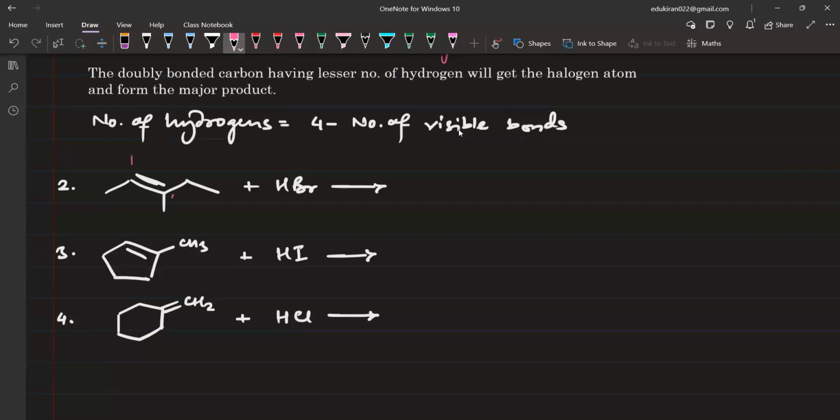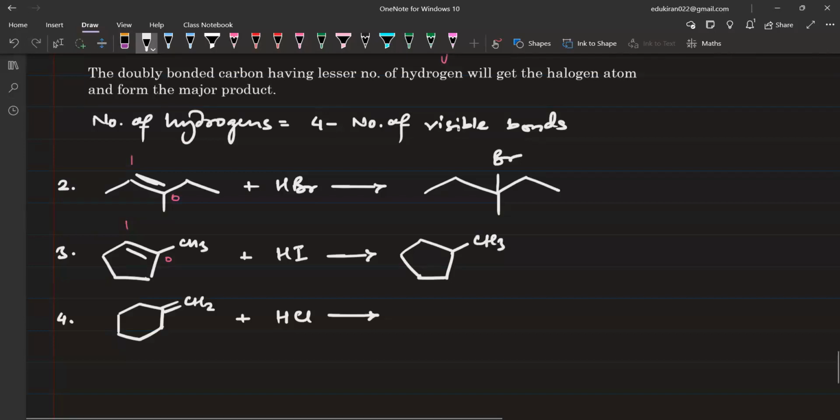This will have zero hydrogens, so zero hydrogen wale ko prefer karenge. You will break the double bond, tootna chahiye. You'll write the compound as it is without the double bond, aur fir wahi pe kya laga dijiye, zero wale pe Br laga dijiye, theek hai. Here also you will have one hydrogen and zero hydrogen. Make the compound as it is without the double bond, CH3 bhi rahega, and the carbon atom which is having zero hydrogen, less hydrogen, will get the iodine, जो हैलोजन एटम है आपका.